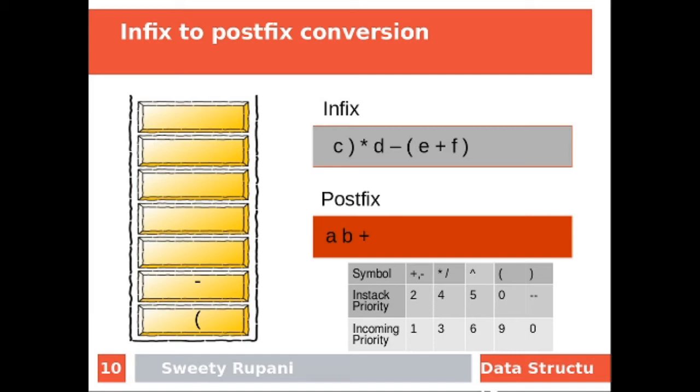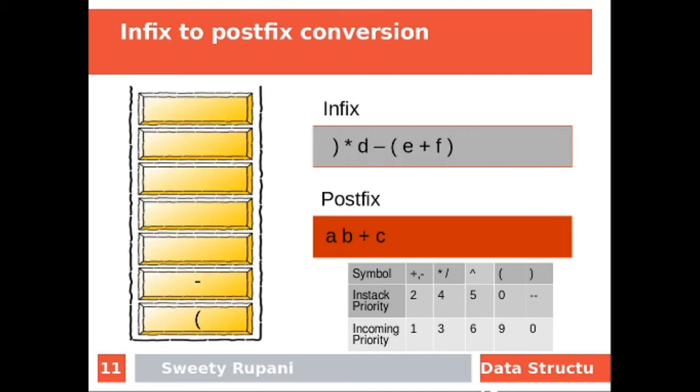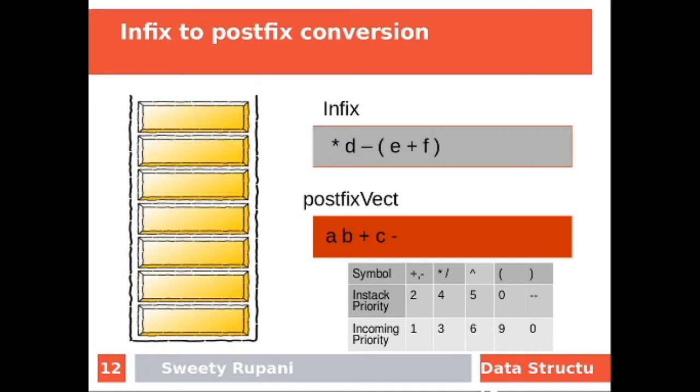Let us have the next symbol which is C. C is an operand, so we will directly move it to the postfix expression. The next symbol that we come across is a closing parenthesis. Whenever we come across a closing parenthesis, we have to pop everything out of the stack until we get an opening parenthesis. So we'll pop minus out. Whatever is popped out will be moved to the postfix array, followed by which we will pop out the opening parenthesis, and now our stack is empty.